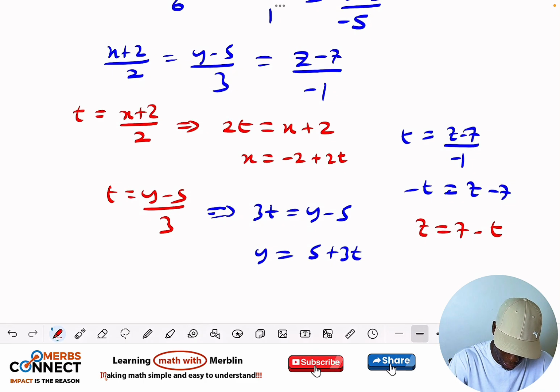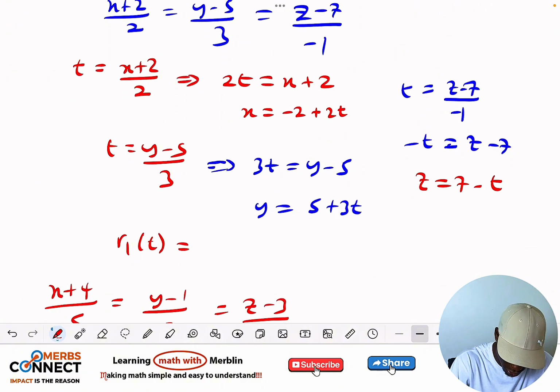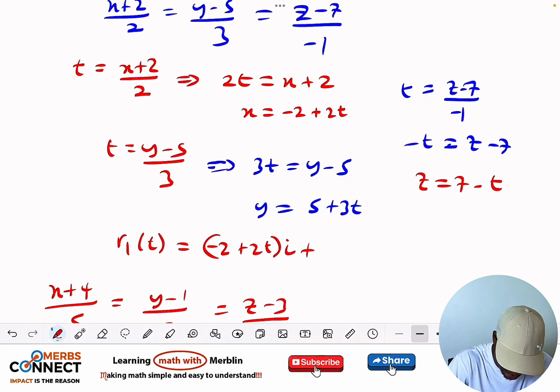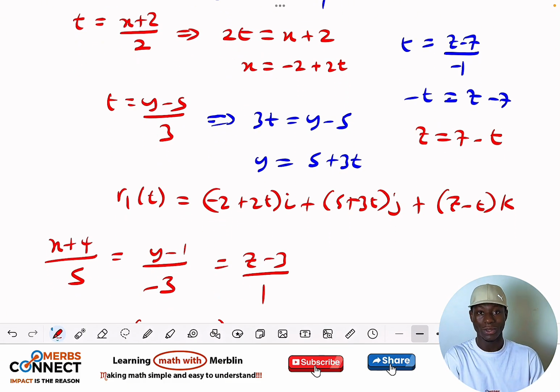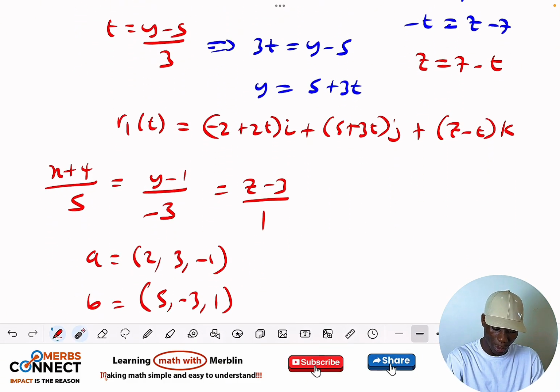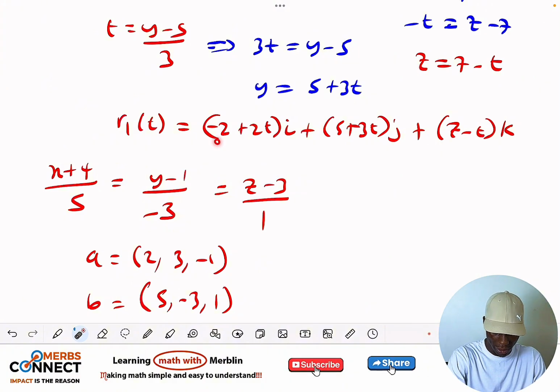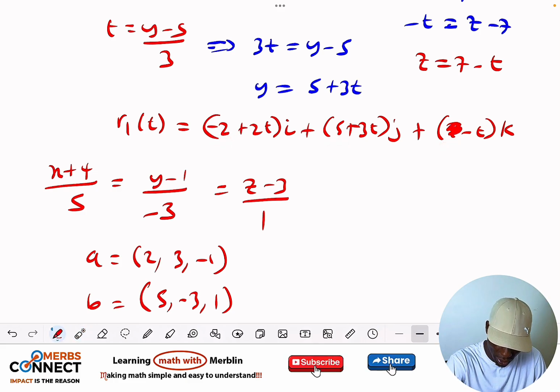So if we want to form the parametric equation, then R1 of t will be equal to, this is my x, so I'm going to have minus 2 plus 2t i, plus, this is my y, so I'm going to have 5 plus 3t j, plus 7 minus t k. But what we are going to pick, when we are done, is still the directional vectors, which is this, this, and that. And that's all that we need to use. And then we are done.